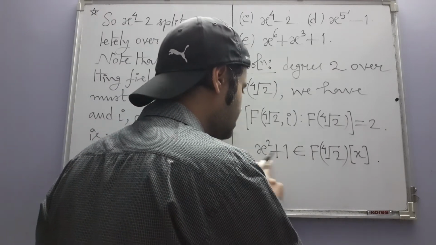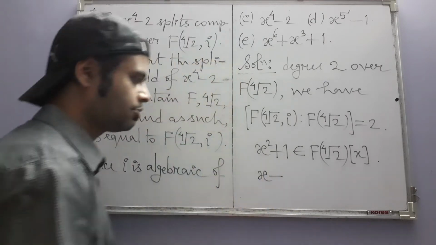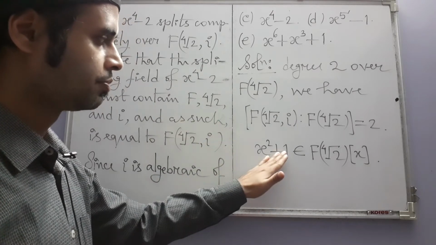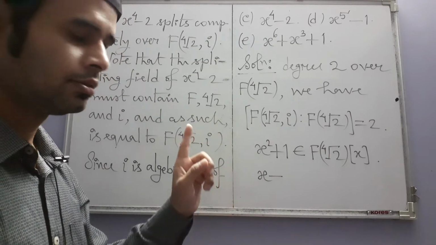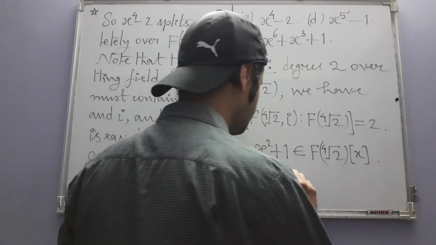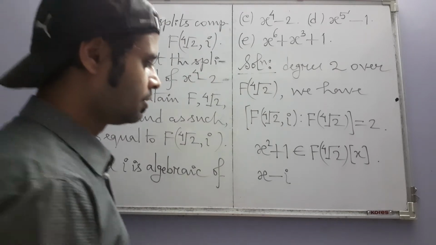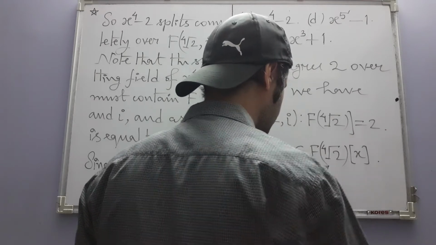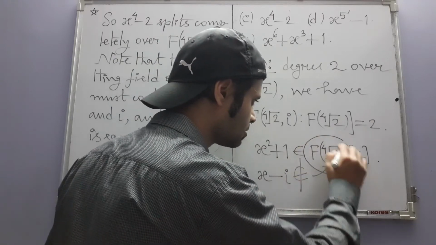Because i already satisfies this, what I am trying to say here is that if i satisfies a linear polynomial over this field, then i should also satisfy a linear monic polynomial over this field. But the only monic polynomial that i satisfies is x minus i, and this does not belong to this ring. Why? Because its coefficient minus i does not belong to this field.